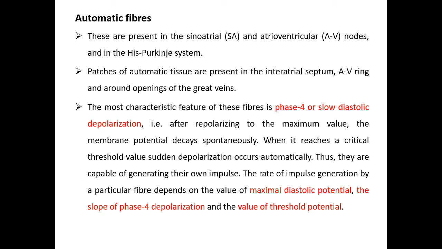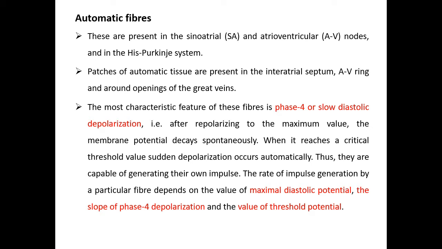In this way, we can see that in automatic fibers there is automatic generation of impulse. No external stimulus or depolarization from any other cell or system is required in automatic fibers. That's why they are called the electricity generators of the heart. The rate of impulse generation by a particular fiber depends on three factors: the maximal diastolic potential, the slope of phase 4 depolarization, and the value of the threshold potential.